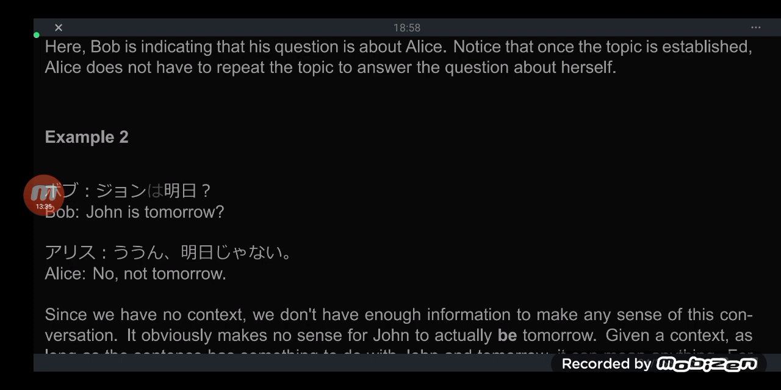Remember, janai is the negative form of the declarative da. So ashita janai. She just negated the question. So John wa ashita? and then Aris replied, meaning the very casual form of no, ashita janai. So probably after 3 days, ato mikka, or probably next week, raishu. Osoraku raishu, probably next week, raishu.